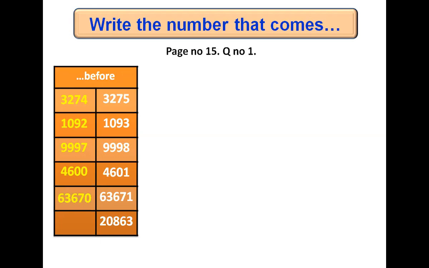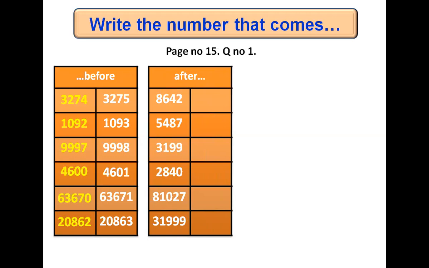The next number is 20,863. So what comes before this number? Yeah, it's 20,862. I've left 2 or 3 parts. You will do it yourself with the help of these parts that we have done in front of you.